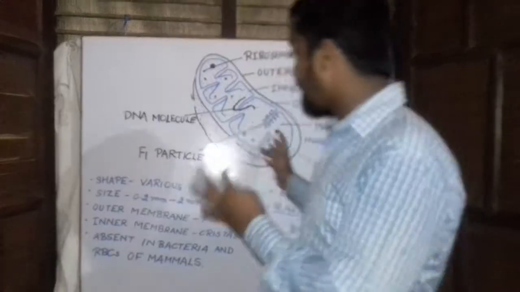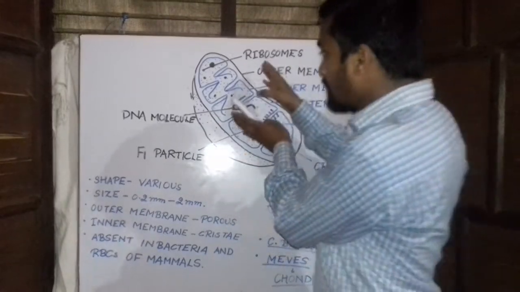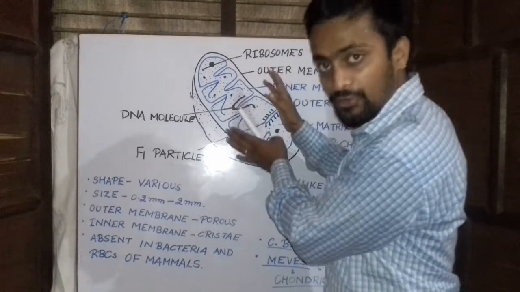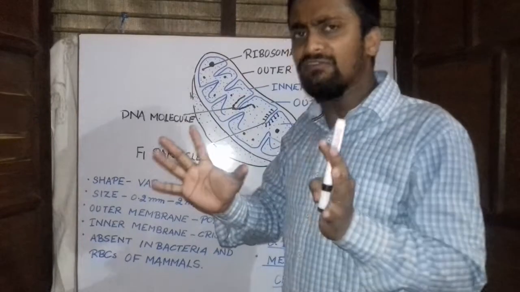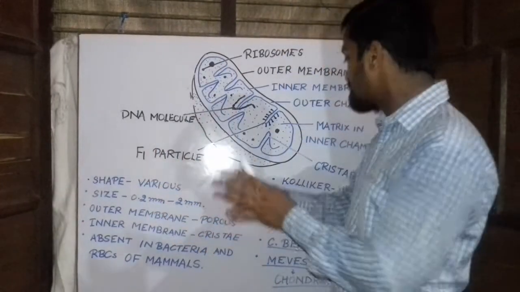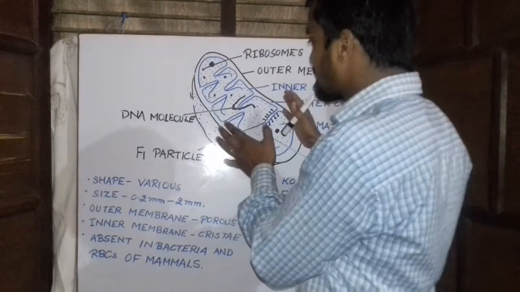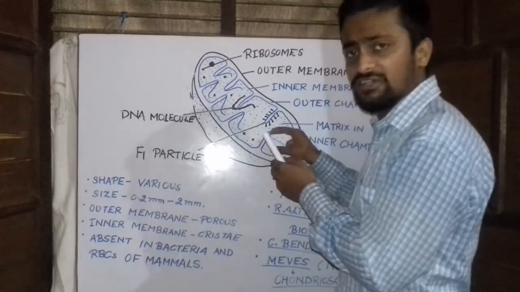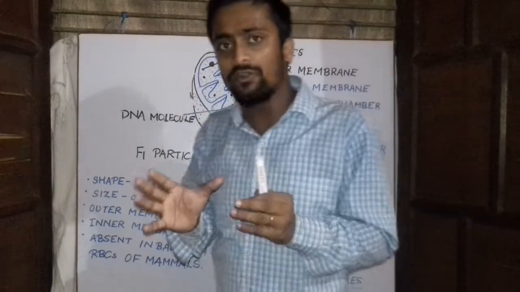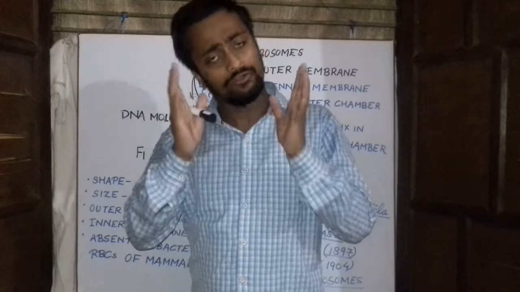Mitochondria are double membrane structures. The outer membrane is a porous membrane, while the inner membrane is thrown into several folds, and these folds are called cristae. The cristae consist of minute dot-like particles, and these dot-like particles are also called F1 particles or oxysomes.